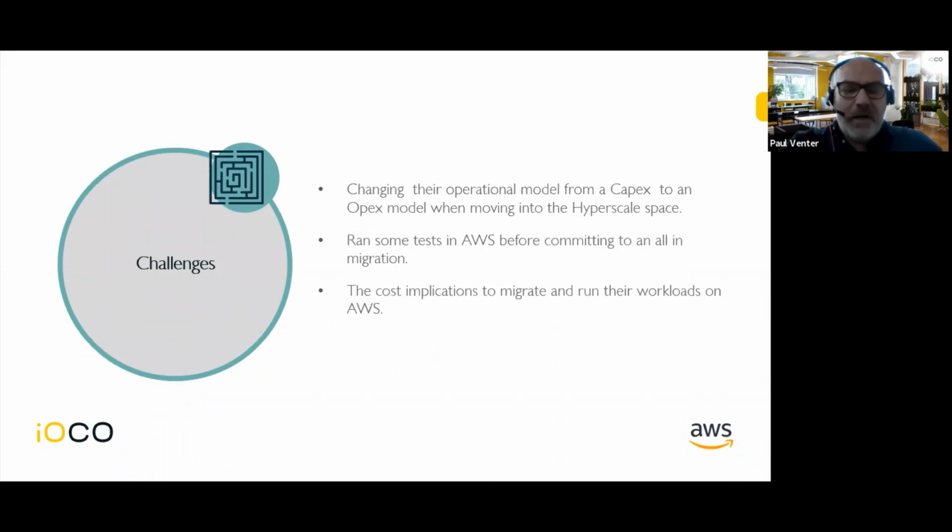The biggest thing is, what would the cost implication be? They've got buy-in from the executives that they can move to the hyperscale platform, but they weren't sure what it would cost to migrate all their workloads and what it would look like. Next slide.